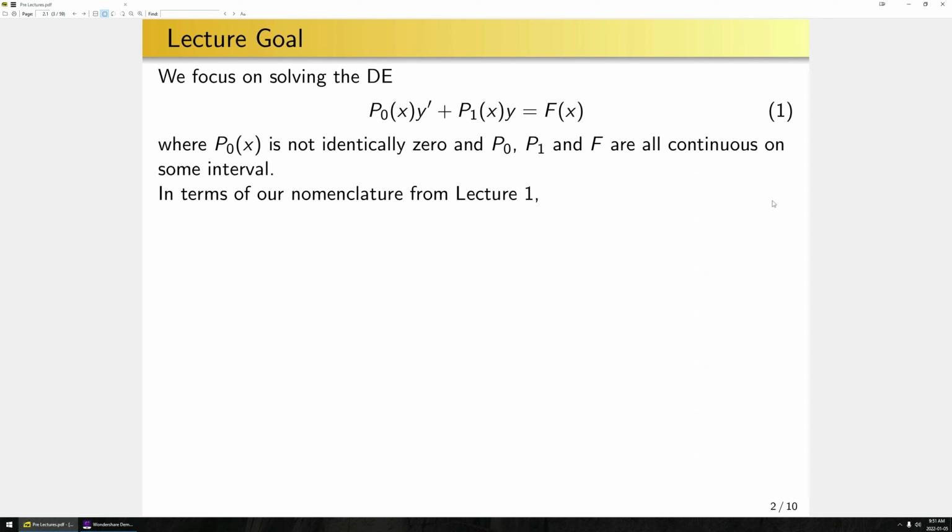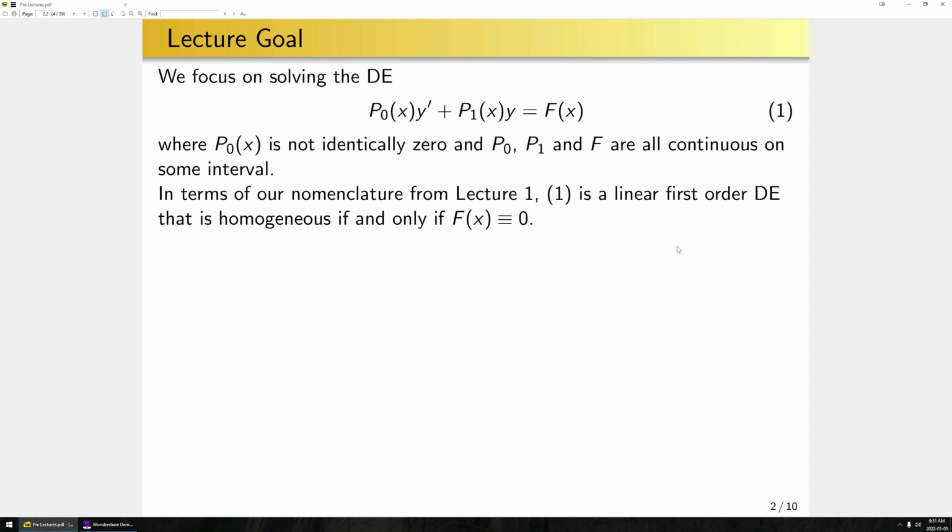Okay, so first, in terms of our nomenclature from lecture 1, just notice that equation 1 is going to be linear, because there are no terms like y squared, y cubed, y prime times y, anything like that. It is first order, since the highest derivative of y that I take is 1. It is a differential equation that is homogeneous if and only if this function f of x is exactly equal to 0 for all values of x.